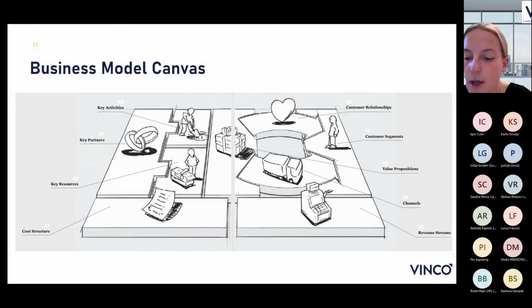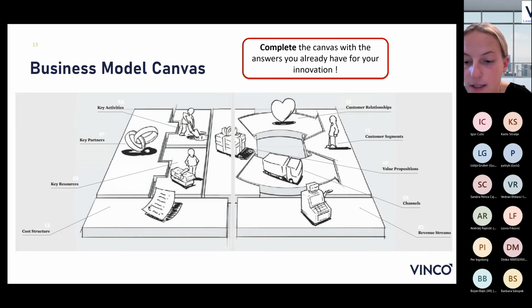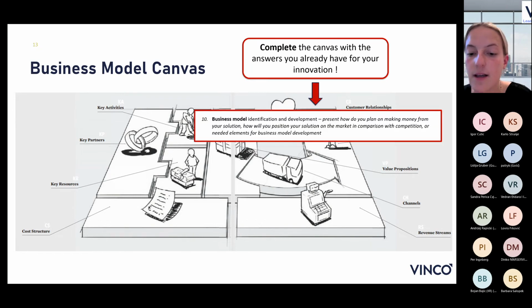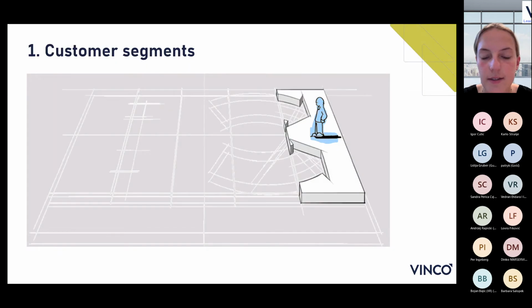So how it will work, we will go through the 9 blocks together, and after each block, I will ask you to complete the canvas with the answers you already have for your innovation. So take a piece of paper or open a Word document to take your notes. And for those companies that had to fill out the business case template, you are strongly encouraged to use these 9 blocks to answer question 10 that refers to business model identification and development. Okay, so if everybody's ready, let's get started.